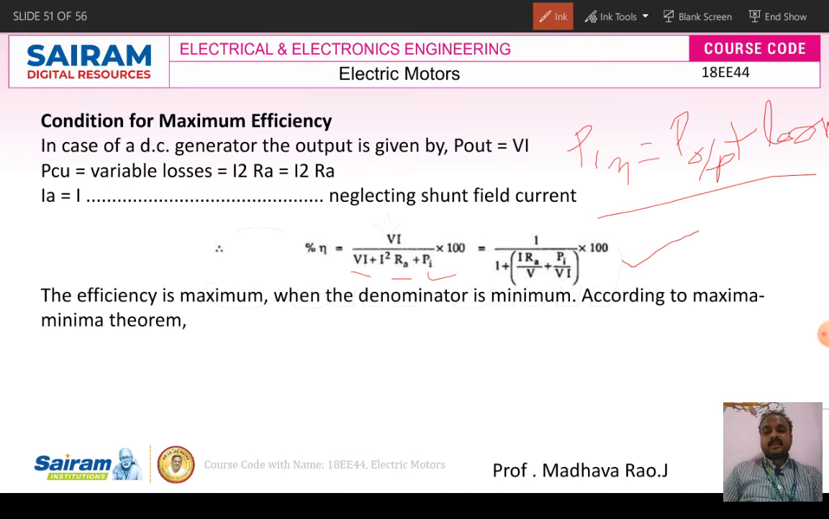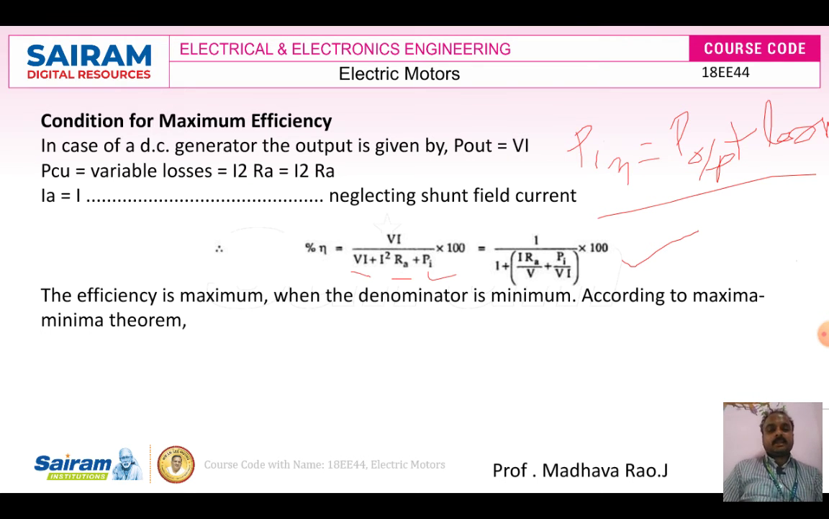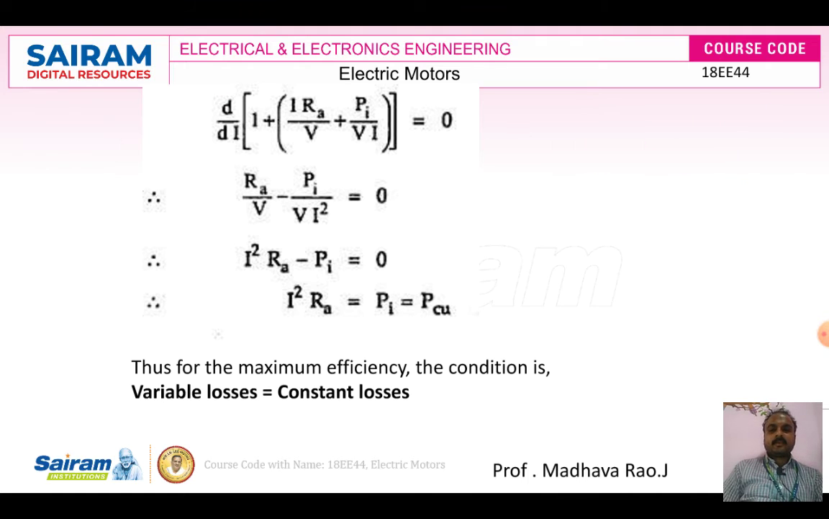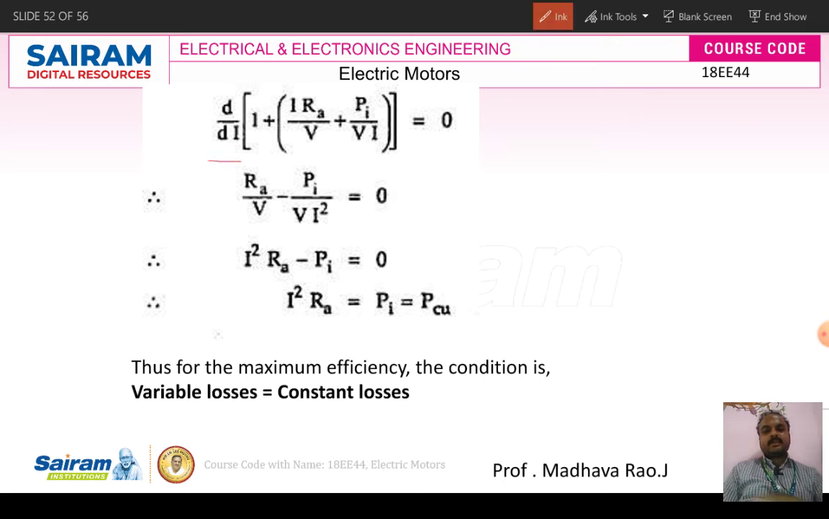The efficiency is maximum when the denominator is minimum, according to the maximum power theorem. So we need to differentiate the above expression with respect to I, that is d by dI. If you differentiate 1, you get 0. From I Ra by V we get Ra by V.